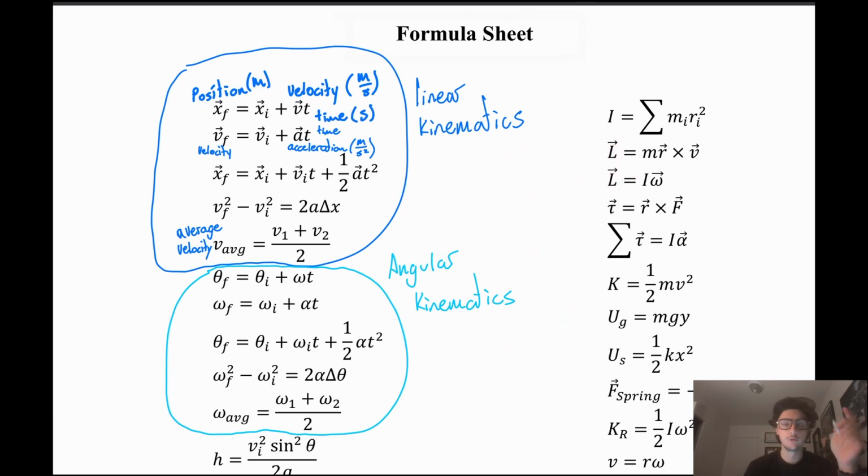For example, the Earth revolves once per 24 hours. So the angular velocity of Earth is 1 revolution per 24 hours. Or you can convert this to radians. How many radians does Earth spin? 1 revolution is equal to 2 pi radians.